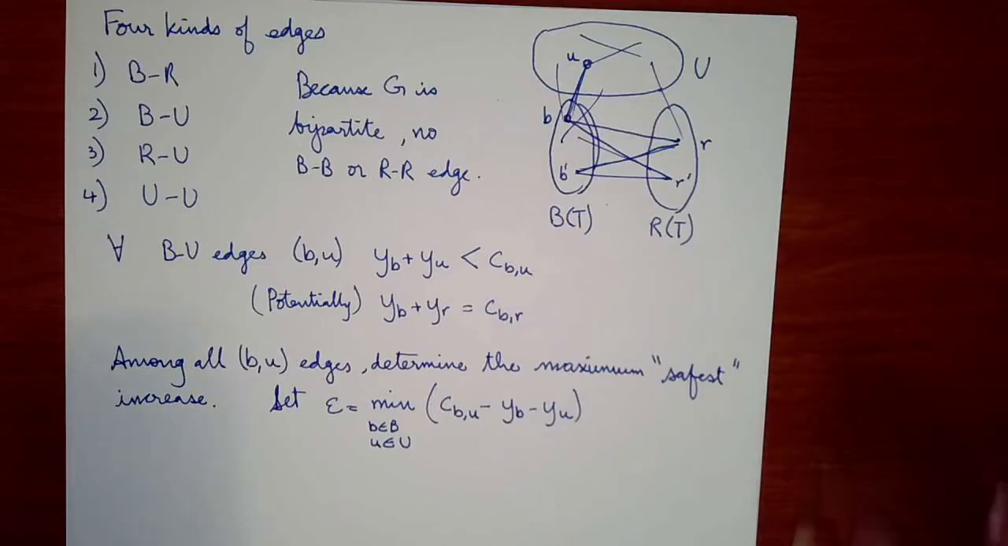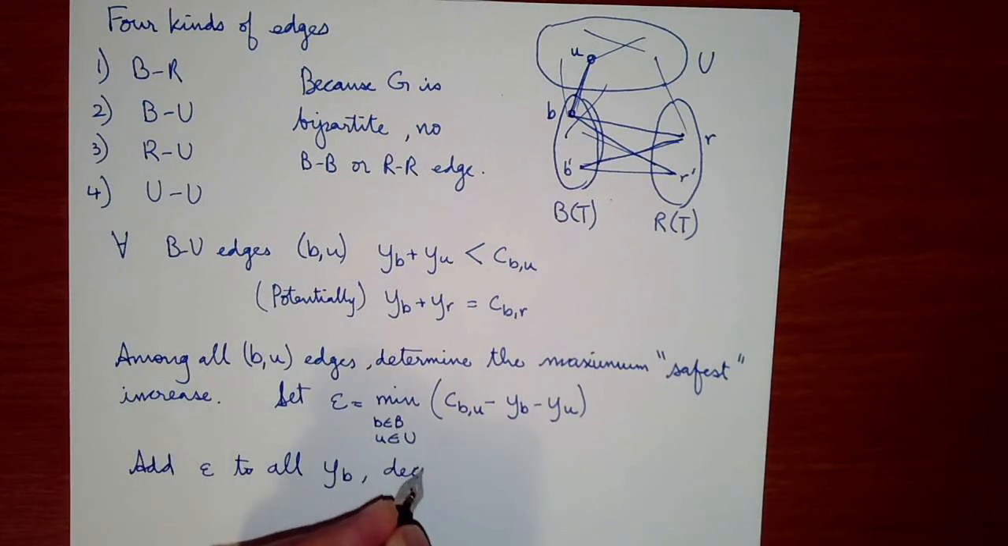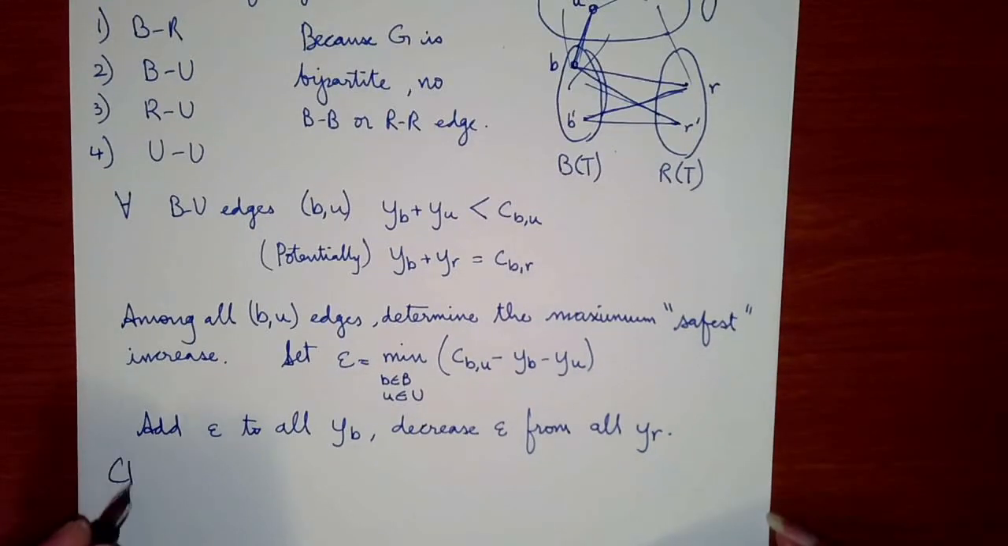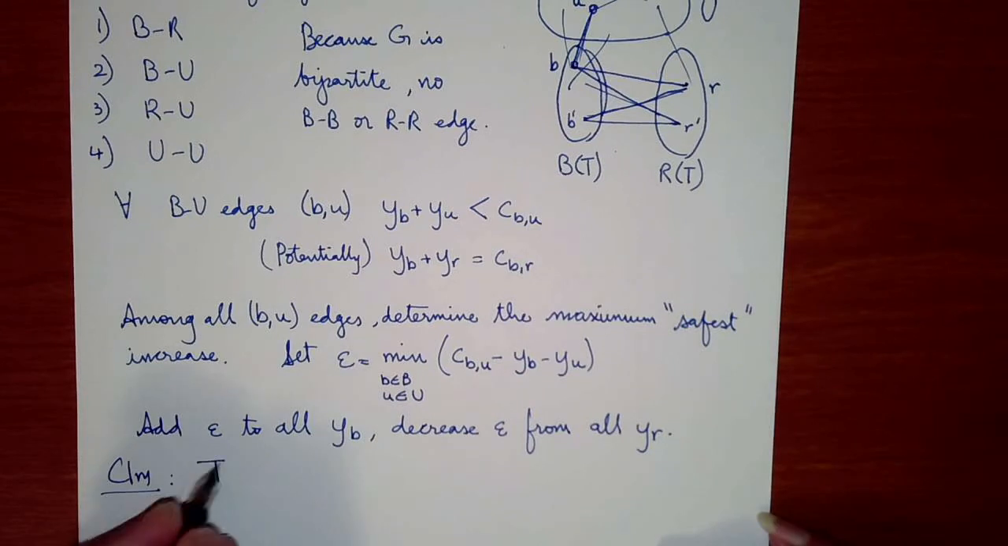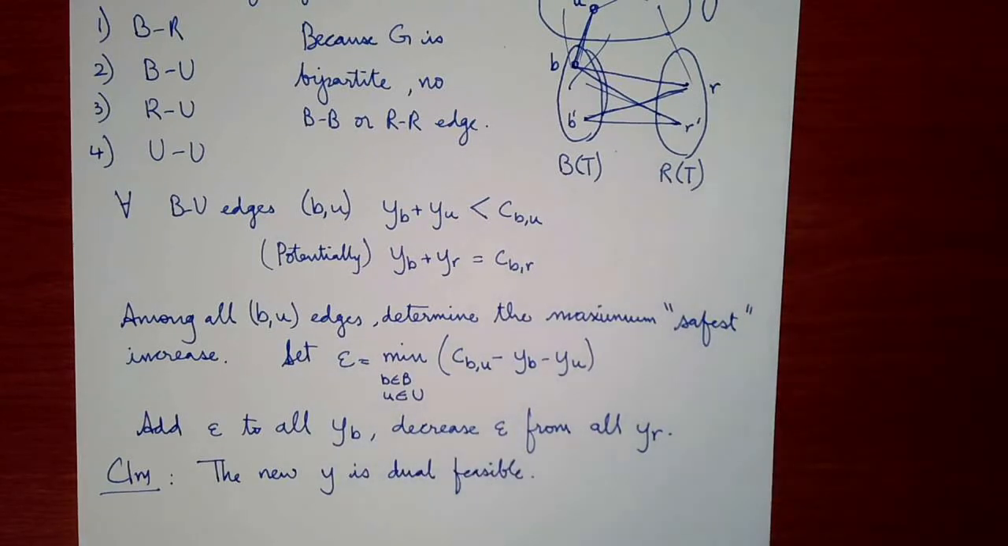Minimize it over all these edges and simply add epsilon to all YB, and decrease epsilon from all YR. And the claim is that the new Y is dual feasible. Any questions? Any questions about this?